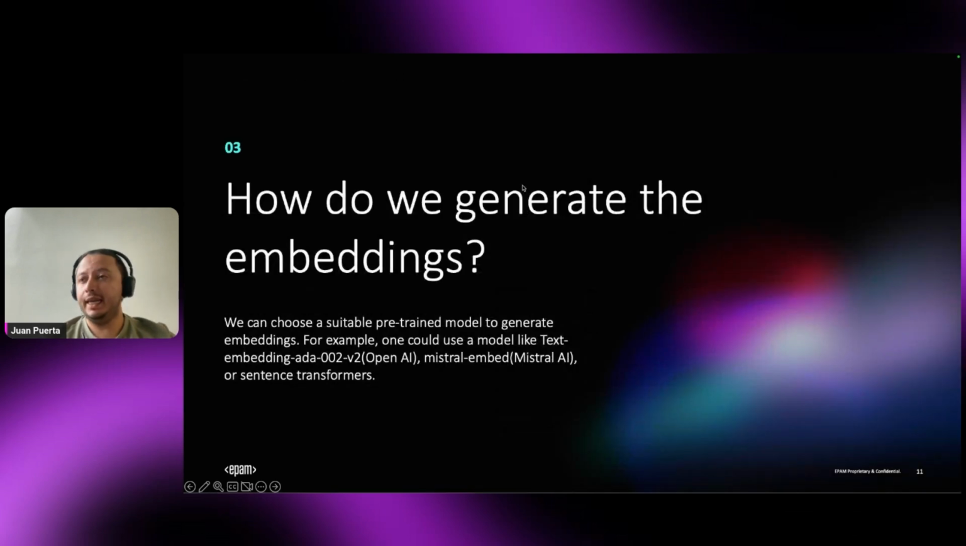But how can we, as developers, generate those embeddings? There are a lot of functions, so we can choose different models. For instance, we can choose text embeddings from OpenAI, Mistral Embed, or Sentence Transformers. There are a lot of open source options from Hugging Face that we can use to generate embeddings.